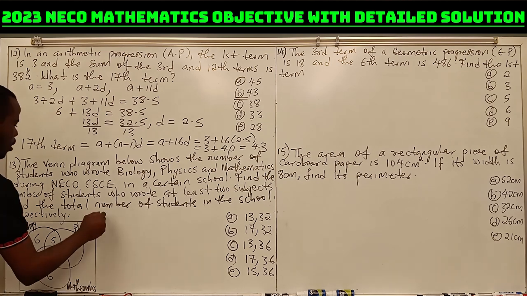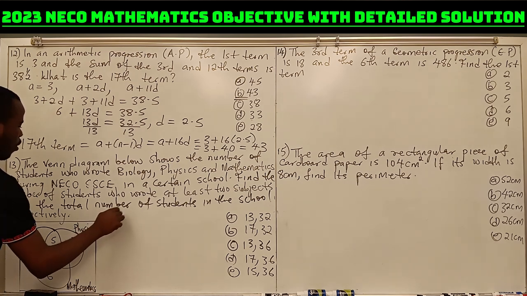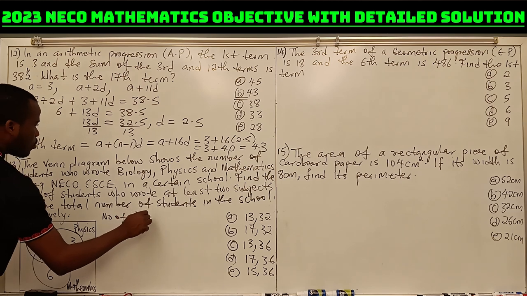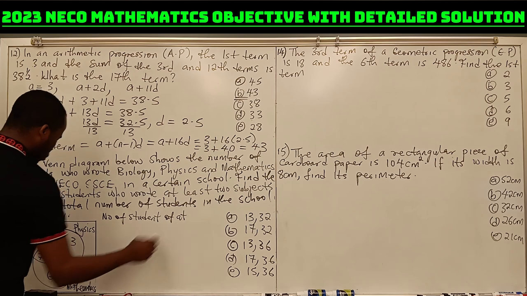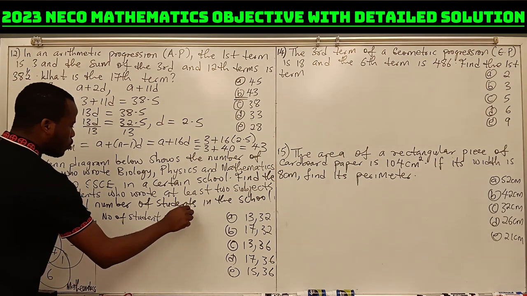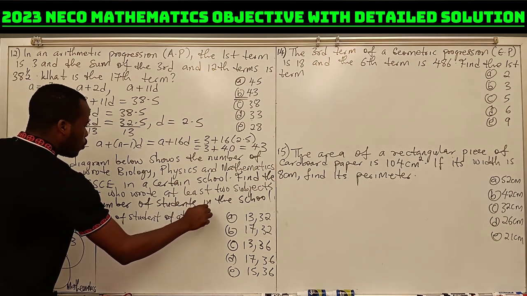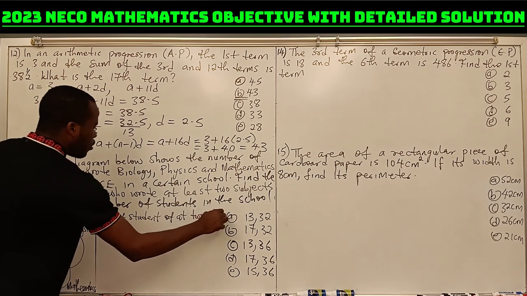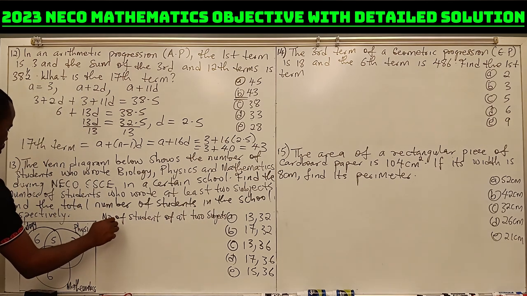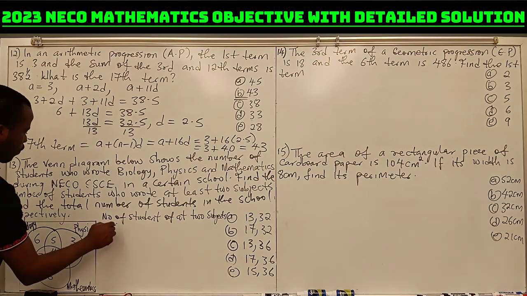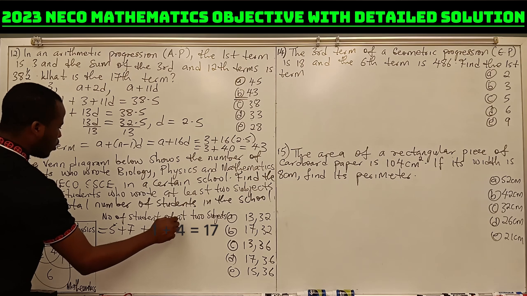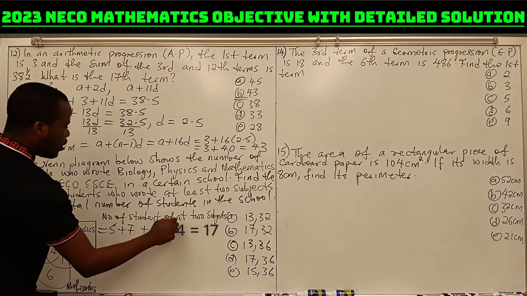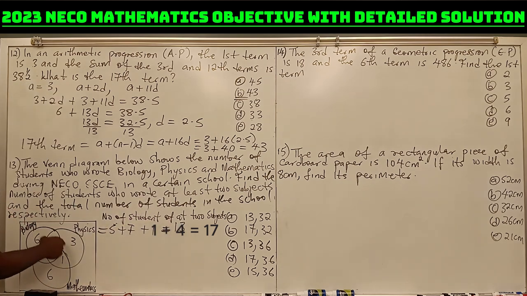So, the number of students of at least two subjects is 5 plus 7 plus 1. This is 5 plus 7 is 12 plus 1 is 13. The total number of students is summing everything.